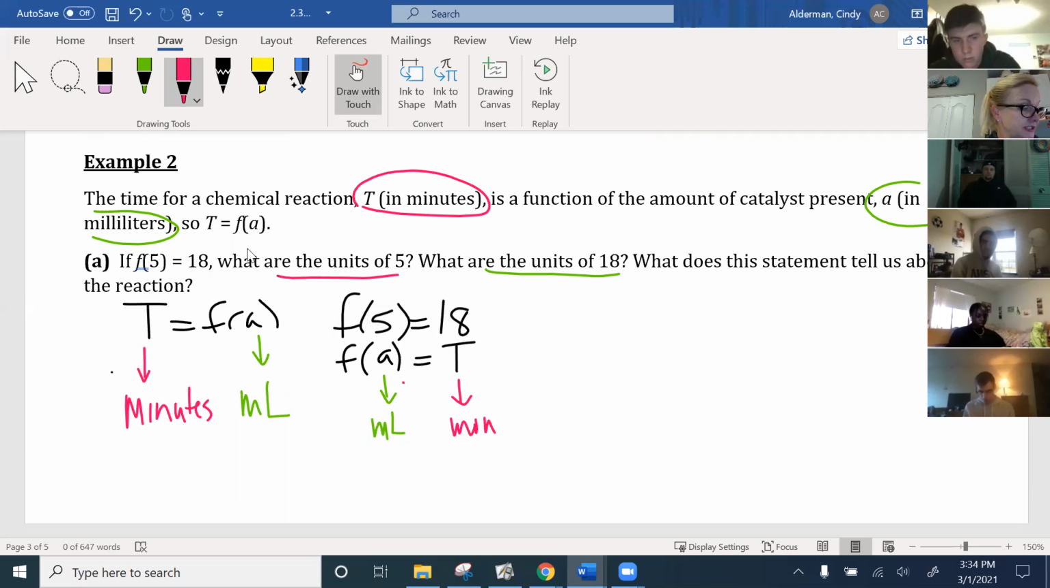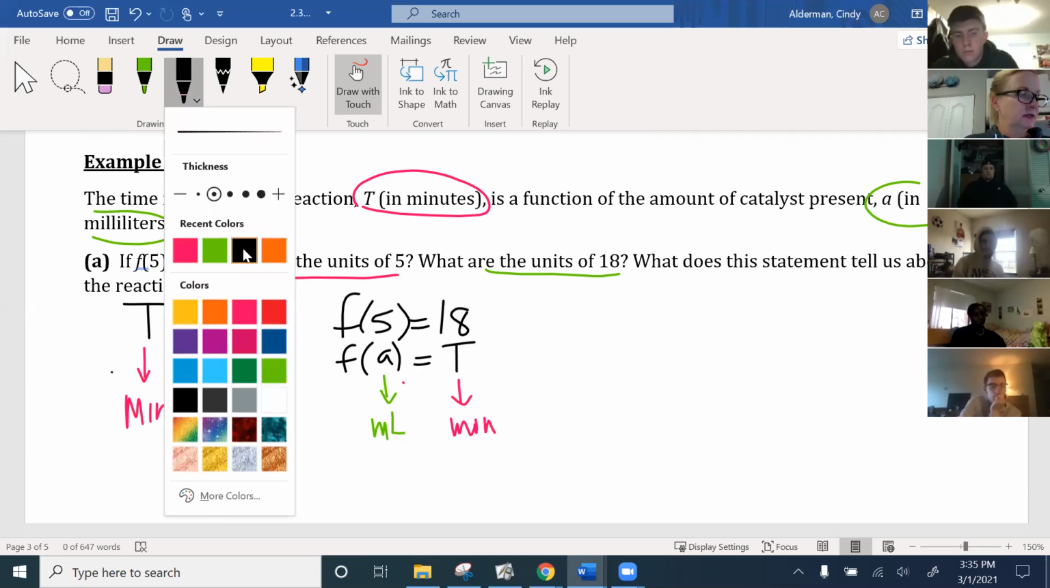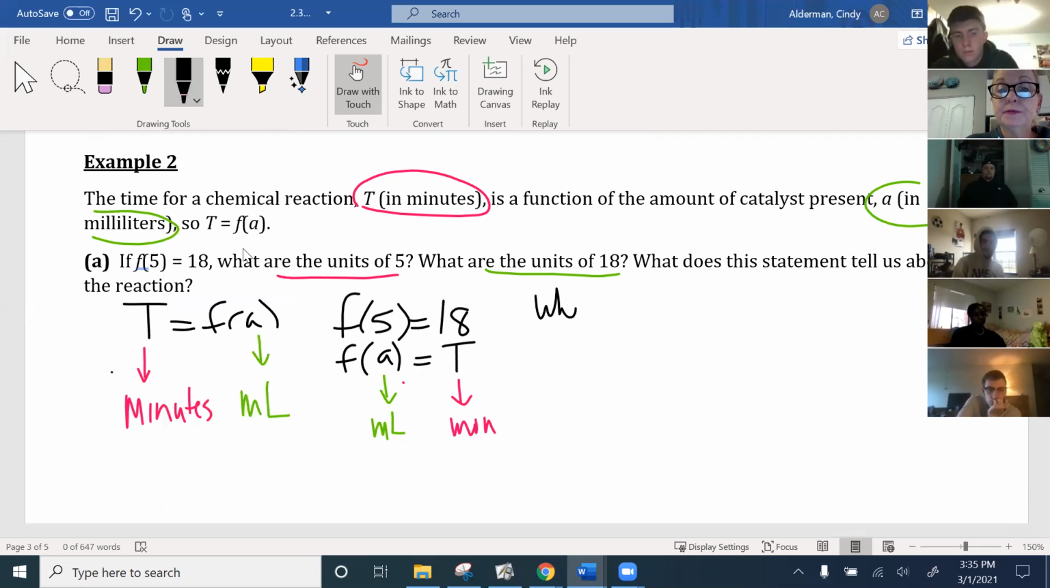Okay, so the question is, what does it tell you? What can you guys tell me? What does that tell you? What's going on? No? Well, it's just saying that when 5 milliliters is present, the reaction will take 18 minutes.